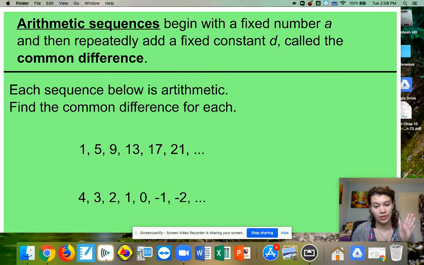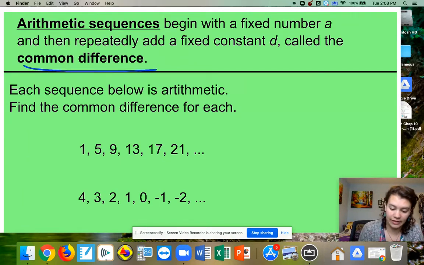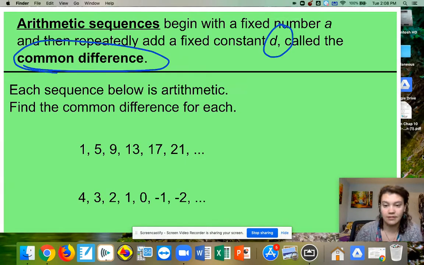Like you start with 1 and you add 2, add 2, add 2, add 2. You start with like 3 and you add 4, add 4, add 4. So you start with one number and you just keep adding the same thing over and over again. That thing you're adding is called the common difference, and we represent it with a D.